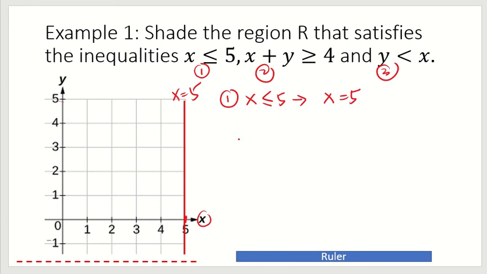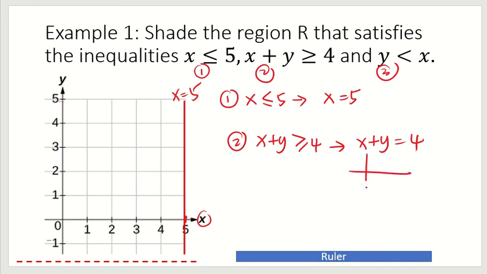Then the second one, x plus y more or equal to 4. So you need to draw the equation for x plus y equal to 4. How are you going to draw this? You have to use this method. x equals 0, y equals 4. y equals 0, x equals 4. So you need to label (0, 4) and (4, 0). This one is also a solid line.